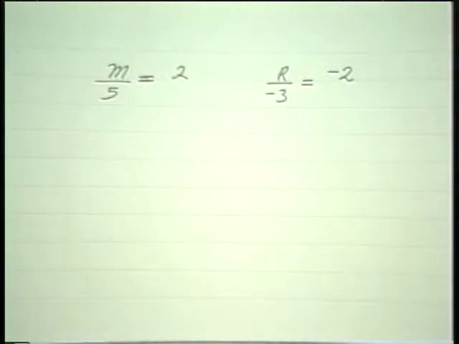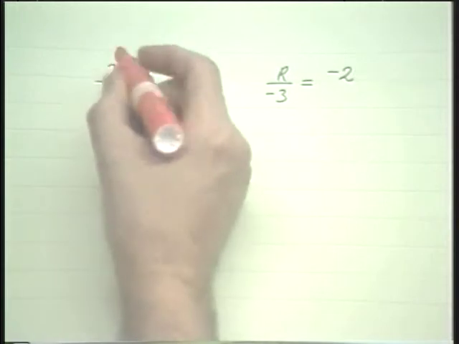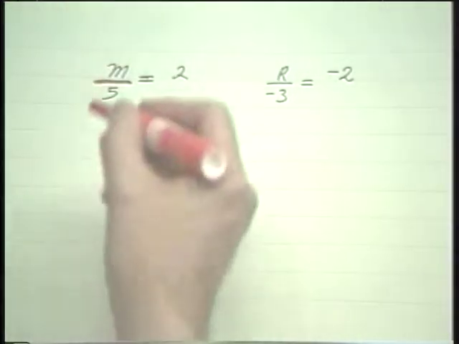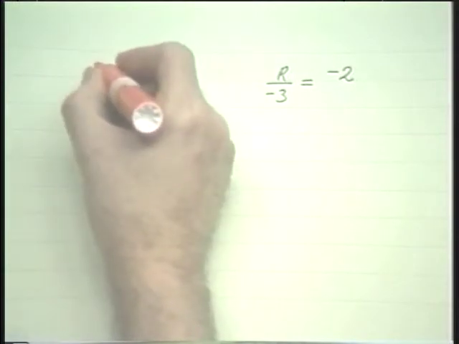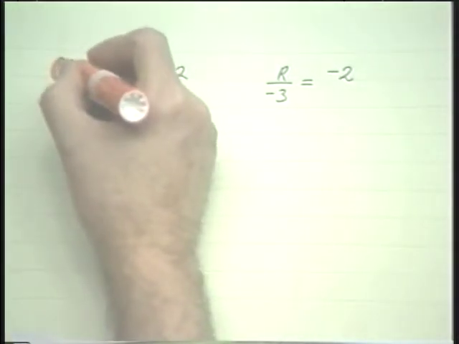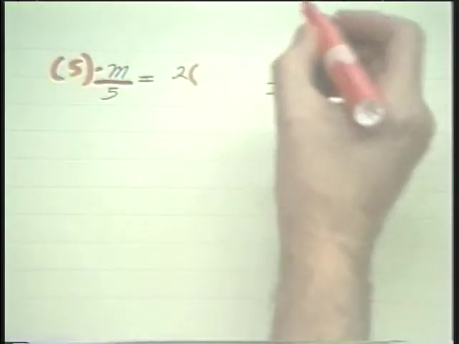Now, the other type of equation we had is when the variable is being divided by a number. And recall we undid division by multiplication. So since it's 5 doing the division, we will multiply by 5, both sides.